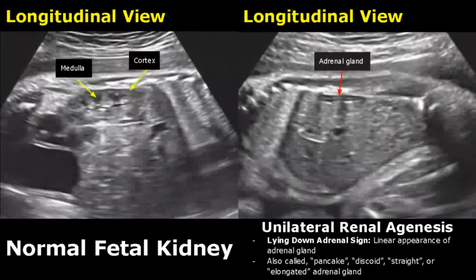In a lying down adrenal sign, there is a linear appearance of the adrenal gland. This is a sign of renal agenesis. Here you cannot see any kidney and we only see the adrenal gland in a flat configuration. It is also called pancake, discoid, elongated, or straight adrenal gland.